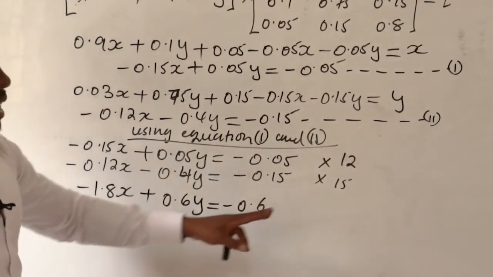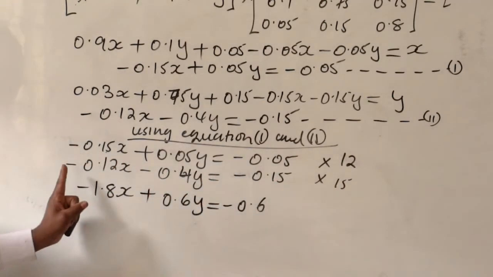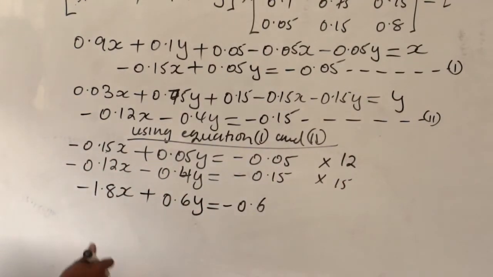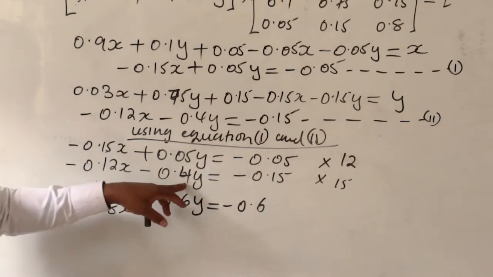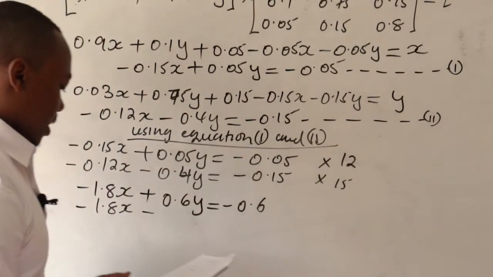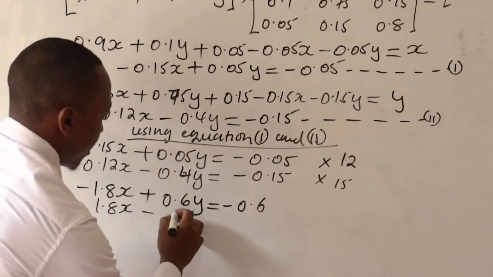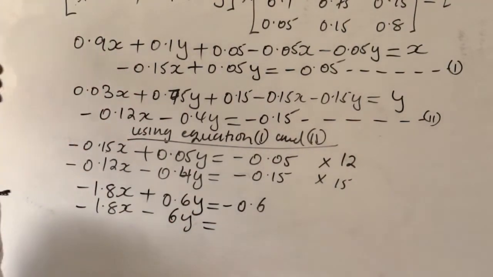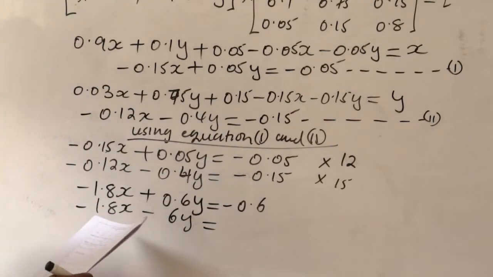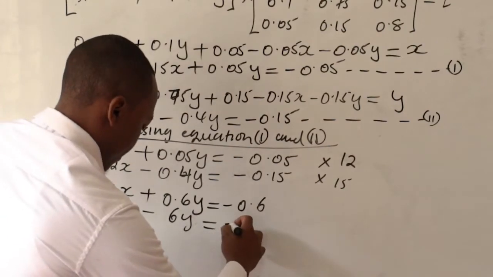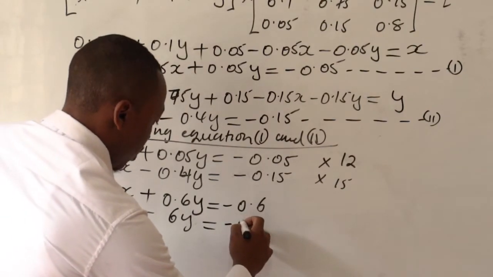You have that. The second one, you take 15 times negative 0.12. You still get negative 1.8x minus 0.4 times 15. That one will get 6y minus 6y is equal to negative 0.15 times 15. What do you get there? So there we have negative 2.25.